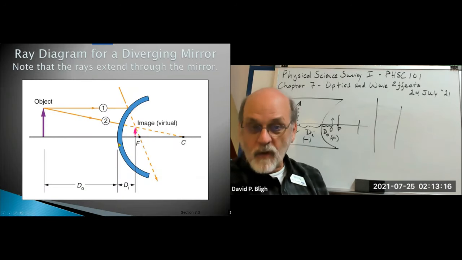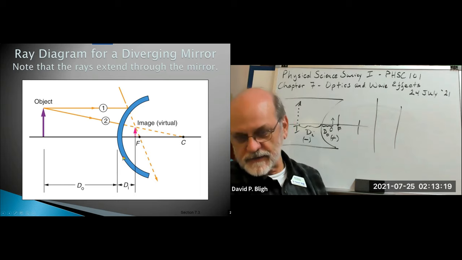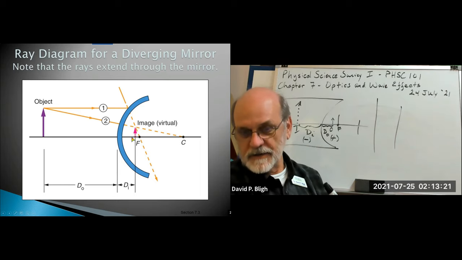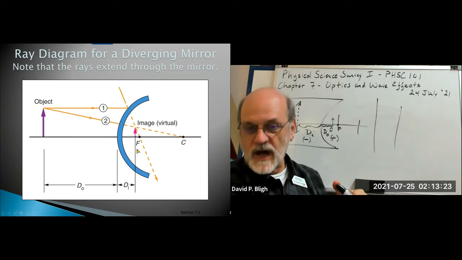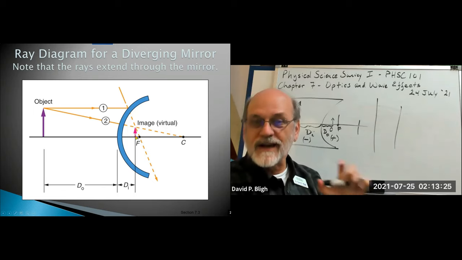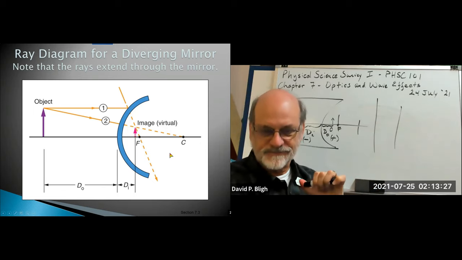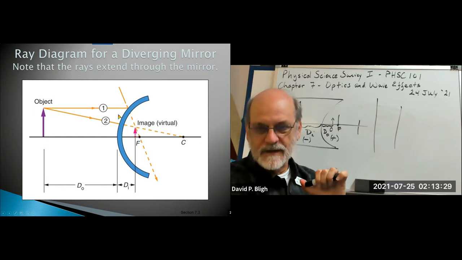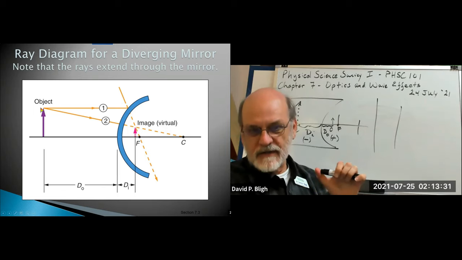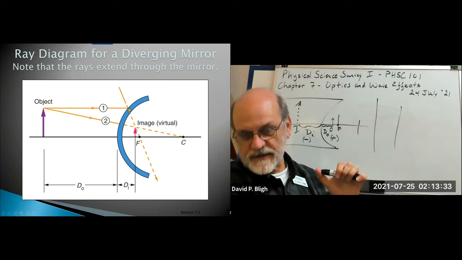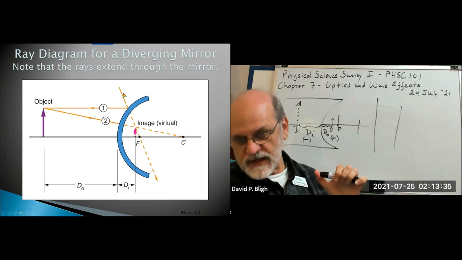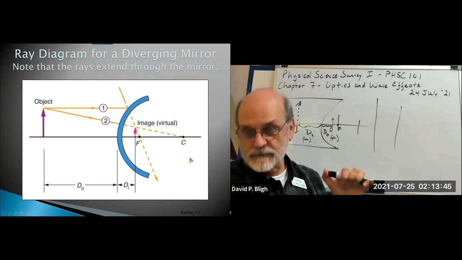So it doesn't matter where we put the object. Here's the reflective surface, and there's the object. The image is always upright and smaller and virtual. But you draw the lines the same way. It's just with this one, draw it like this, and it bounces that way. That means you have to extend backwards toward the focal point. Or you go straight to that center, and it always gives you this upright virtual image.